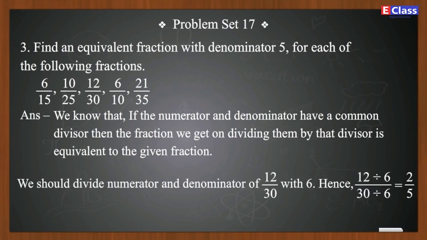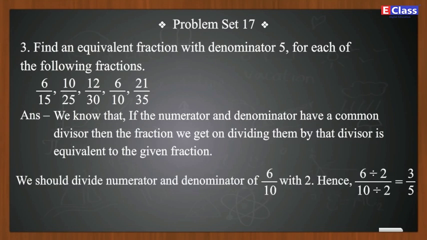We should divide the numerator and denominator of 12 upon 30 with 6. Hence, 12 divided by 6 upon 30 divided by 6 is equal to 2 upon 5. We should divide the numerator and denominator of 6 upon 10 with 2. Hence, 6 divided by 2 upon 10 divided by 2 is equal to 3 upon 5.